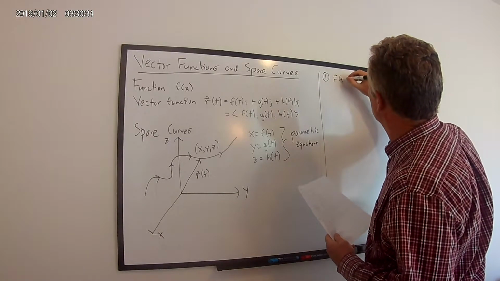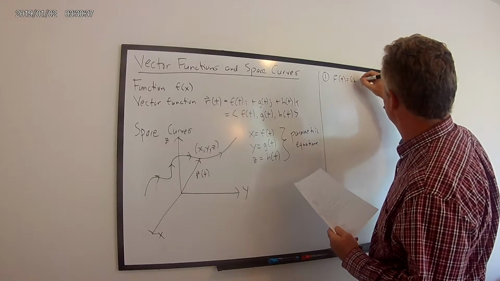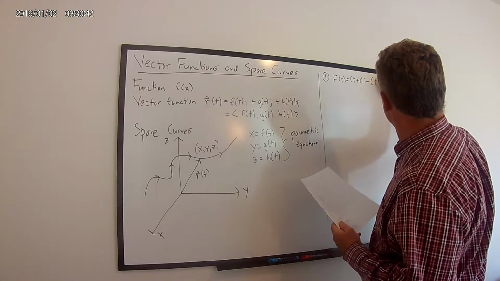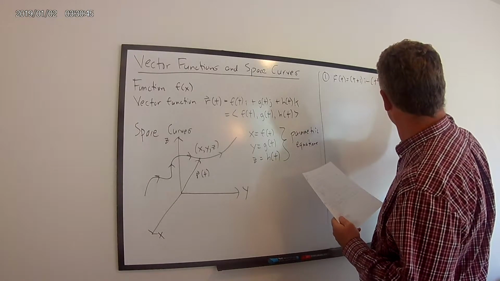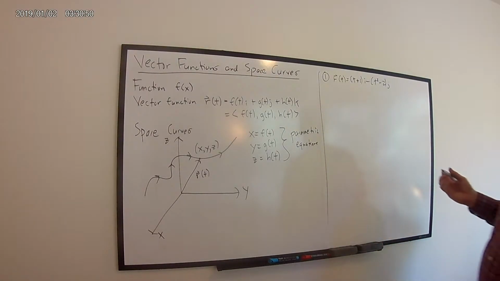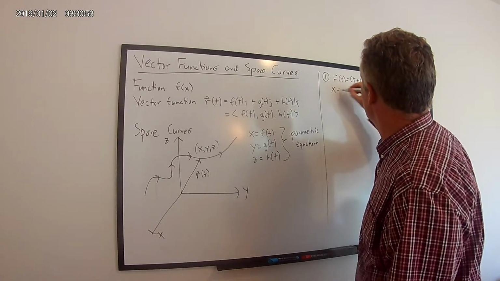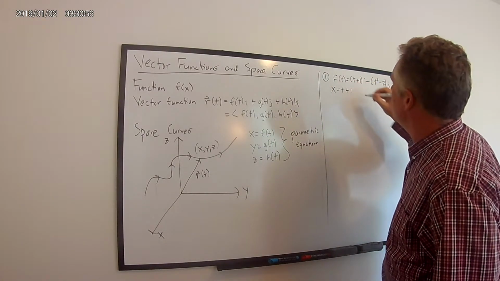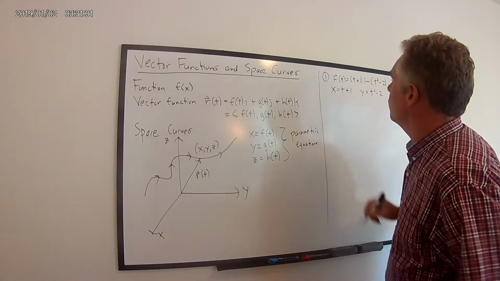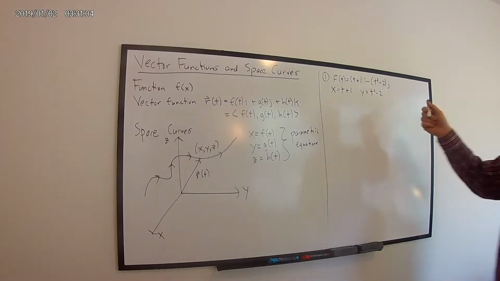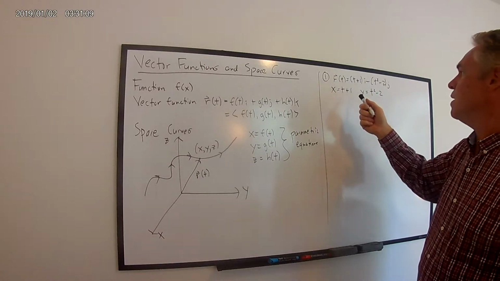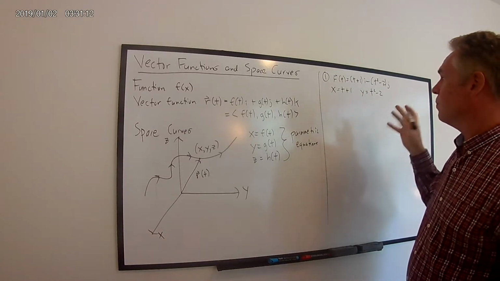So the first example, r of t is equal to t plus 1 times i minus t squared minus 2 times j. Okay, now this is missing a z component, so this is just a 2D vector, which will make it easier to graph. I can write out the x and y coordinates. x is equal to t plus 1, and y is equal to t squared minus 2. Now this isn't always true, but in this case, if we want to see what this looks like, we can solve one of these equations for t and then substitute in the other one. That doesn't always work, but in this case it will.